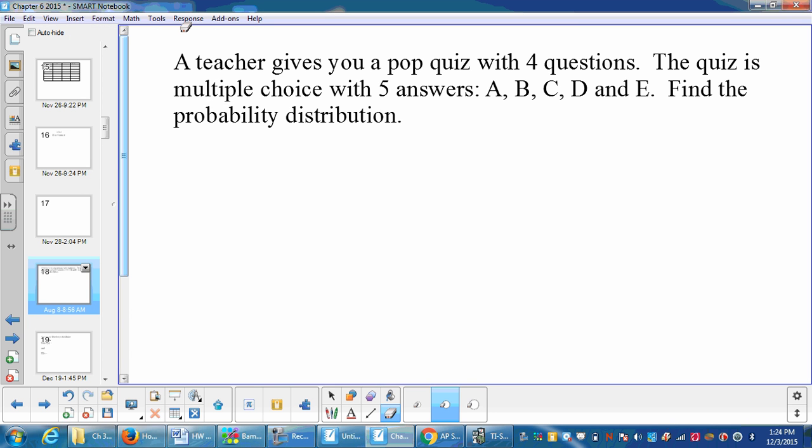Hello, now we're going to work on a new type of problem. In this instance, a teacher gives you a pop quiz with 4 questions. The quiz has multiple choice with 5 answers, A through E. Find the probability distribution. So did you get 0 right, 1 right, 2 right, 3 right, or 4 right?